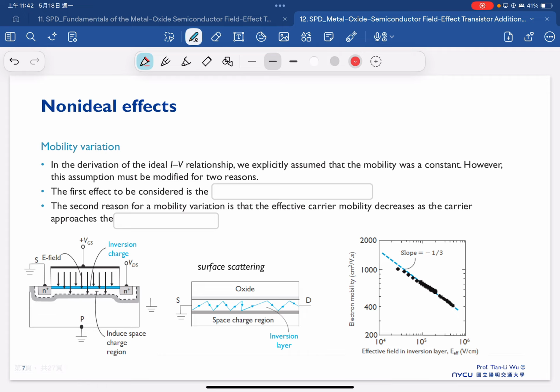Some non-ideal effects are also related to the mobility variation. When we try to estimate the ideal IV characteristic, we assume that mobility is a constant. However, this assumption must be modified for two reasons. The first effect to be considered is a variation in mobility with the gate voltage.